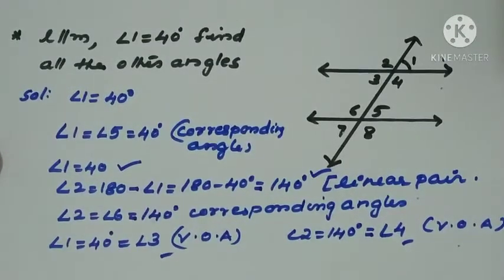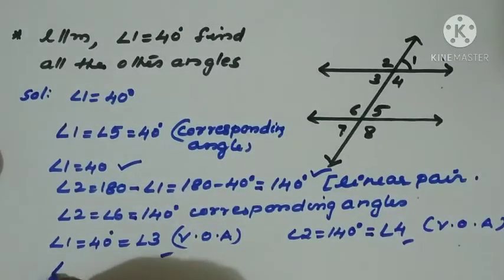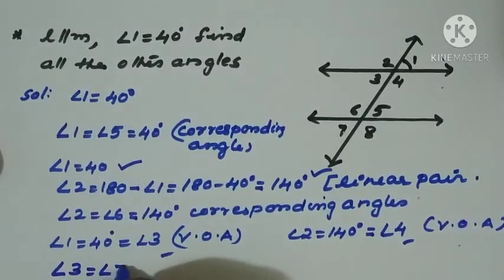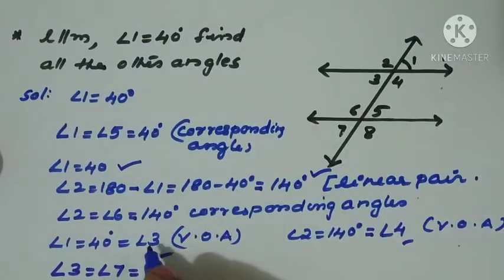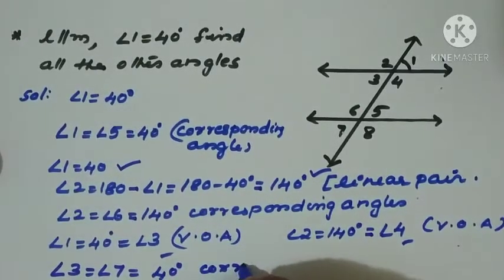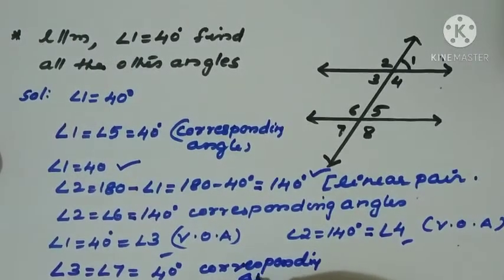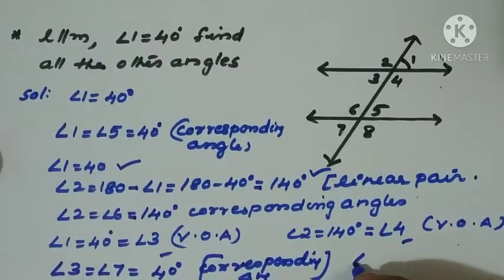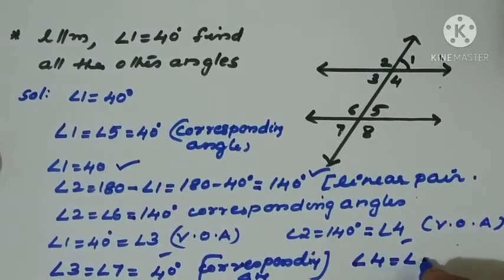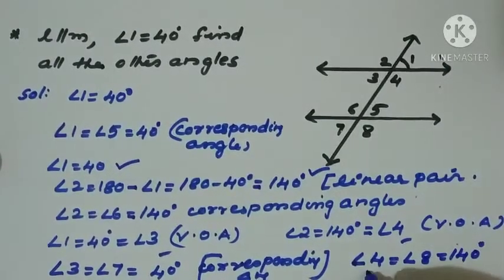Now 3 equal to 40 degrees, so what can we say about 7? Angle 3 equal to angle 7 equal to 40 degrees, corresponding angles. Similarly, angle 4 equal to angle 8 equal to 140 degrees. Same reason, corresponding angles.